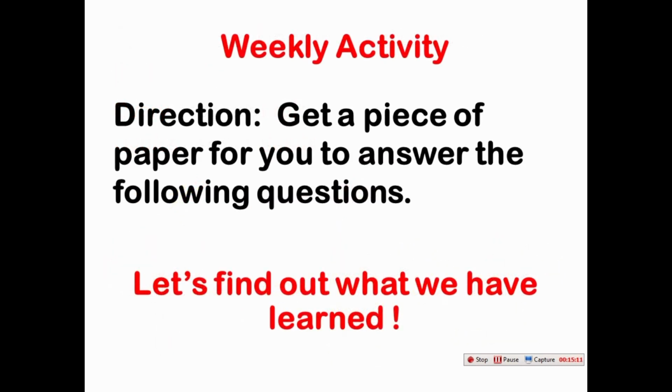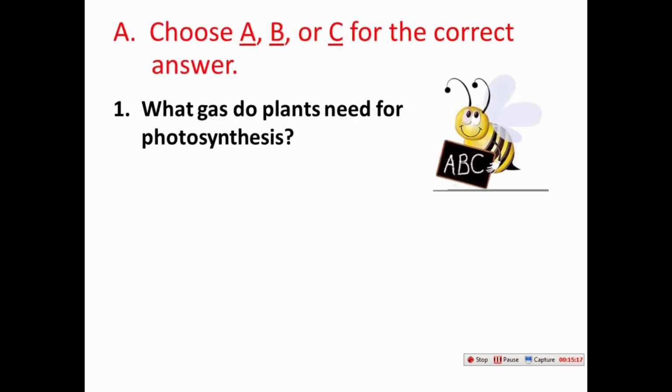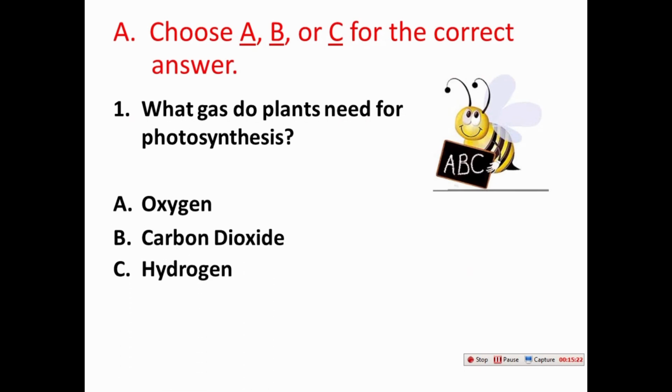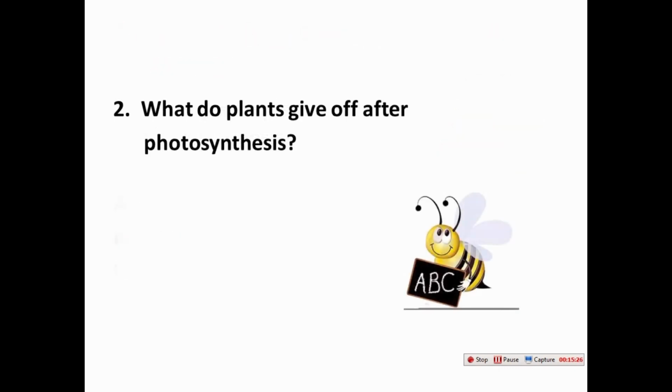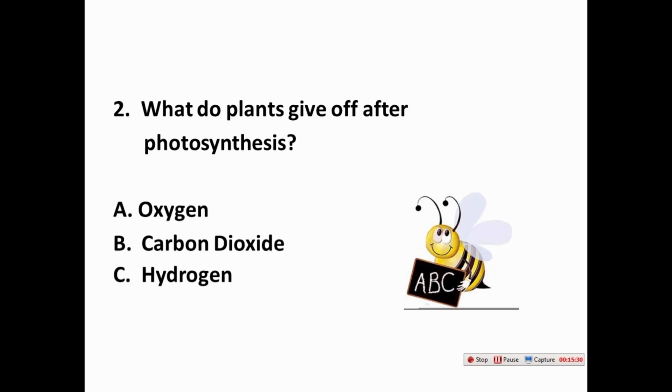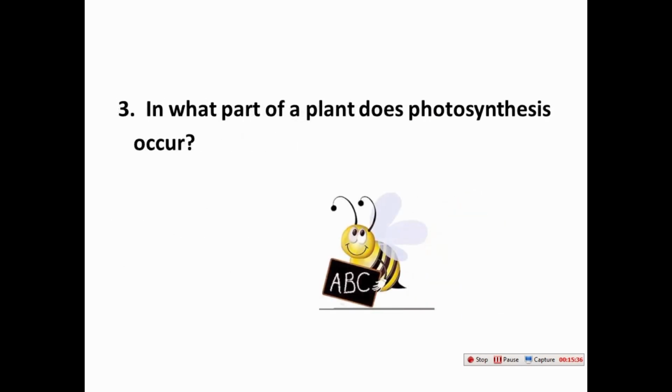So we have the weekly activity. Directions: get a piece of paper for you to answer the following questions. Number 1, what gas do plants need for photosynthesis? We have choices here. A, oxygen, B, carbon dioxide, C, hydrogen. Number 2, what do plants give off after photosynthesis? Choices: oxygen, carbon dioxide, hydrogen. Just choose the correct letter of your answer.